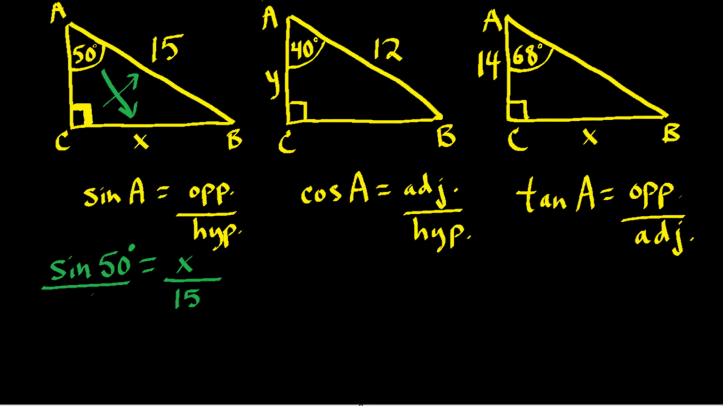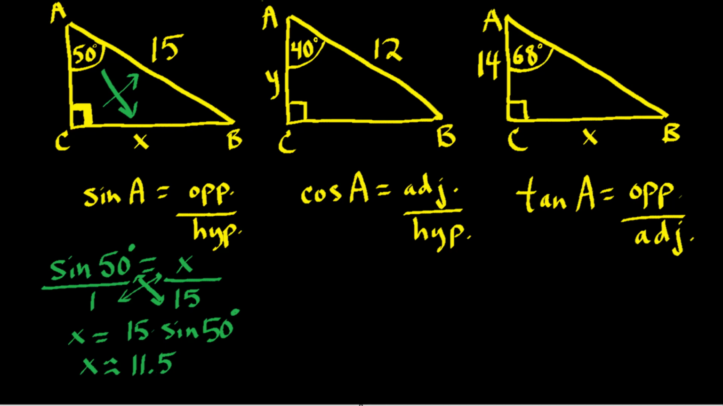Now, we could put a 1 under sine 50 to make this into a proportion, and then we can cross multiply and set our cross multiples equal. So x is going to equal 15 times sine of 50 degrees. Now, if you put that into a calculator, you should come up with approximately 11.5 when we round to the nearest tenths.